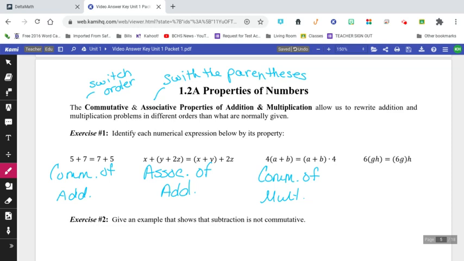Okay. Whereas if you look at the final problem, again, look at the order. 6gh on the left, 6gh on the right. What's changed are the parentheses. So this is your associative property of multiplication.